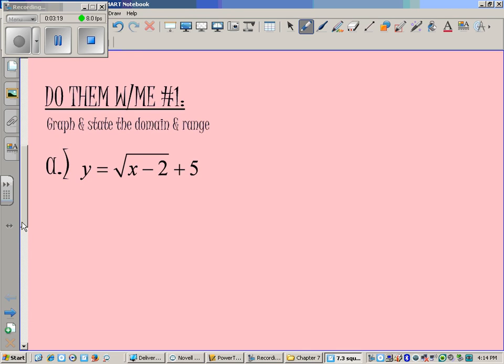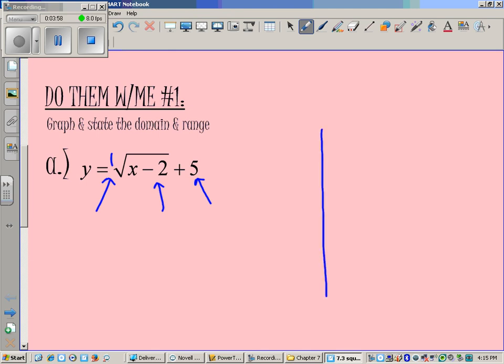So here we go. Let's do a few. Do them with me, number 1. What I would like you to do is graph this square root graph, and then we're going to talk about its domain and range. Okay, so let's look at the numbers of our equation and figure out what it's going to look like. What is the number in front of this equation here? Invisible 1, right? That's going to tell us the slope. What is this negative 2 going to do to my graph? It's going to move it right, correct? Right 2, because it's opposite. And the number in the back, this positive 5, is going to move my graph up 5.